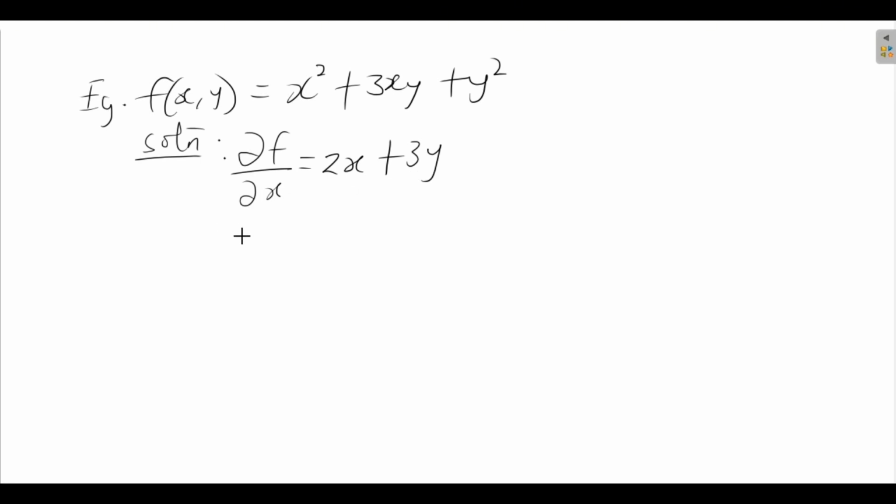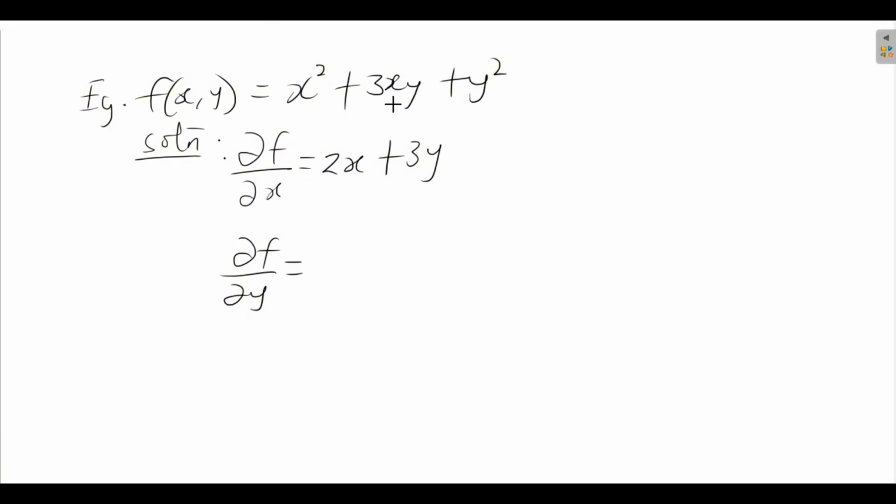Now let's do the same thing for y. So the partial derivative of f with respect to y. In the same case here, we are differentiating with respect to y, so only the terms with y are what we are looking for. Now this is treated as a constant. So x squared, when you differentiate it, you get 0.